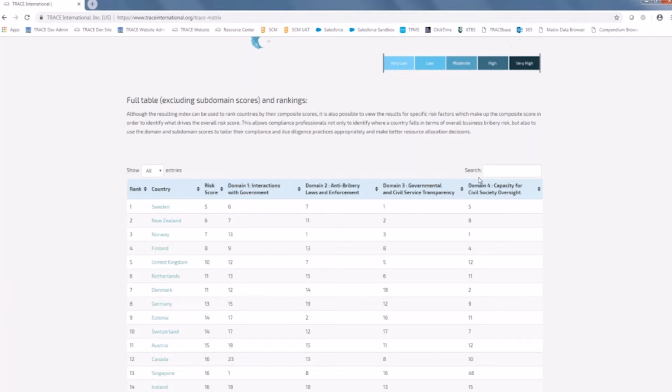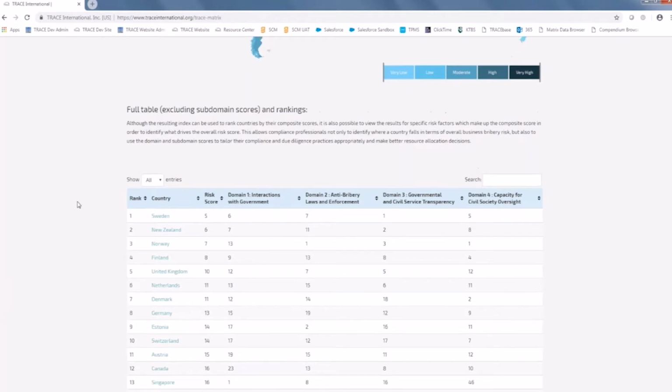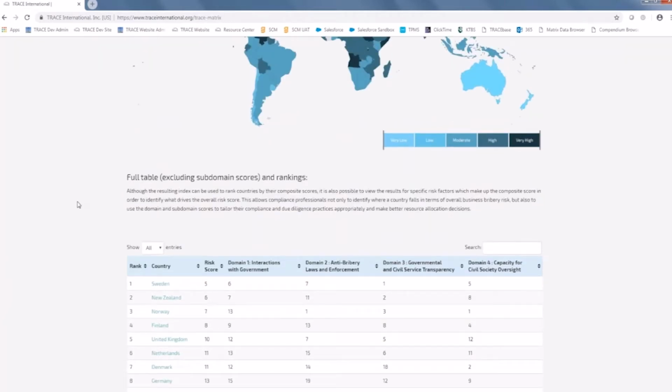We figured that if we want people to be able to really understand what these numbers mean and where they're coming from, why not give them access to all of those underlying numbers so that they can see for themselves where everything is coming from? So that is what we've done. We've come up with a tool that we've called the Matrix Data Browser.